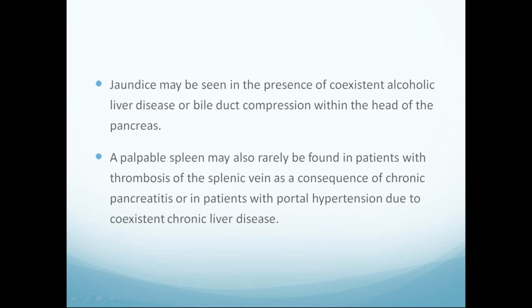So most commonly, on alcohol intake, the patient presents also with jaundice, that is due to bile duct compression by the head of the pancreas. And a palpable spleen may be found in patients with thrombosis of the splenic vein as a consequence of chronic pancreatitis. This is a complication of chronic pancreatitis, or there may be portal hypertension due to coexistent chronic liver disease, that is cirrhosis of the liver.